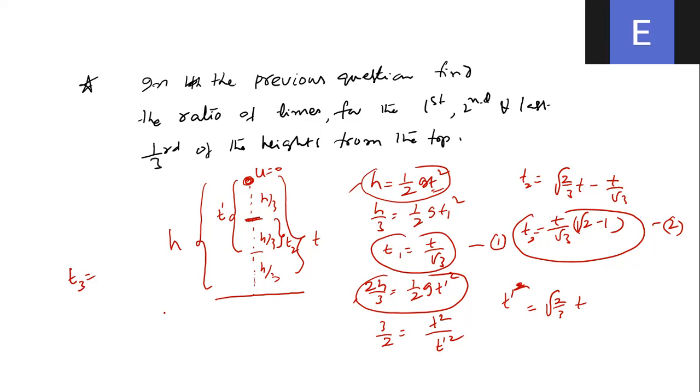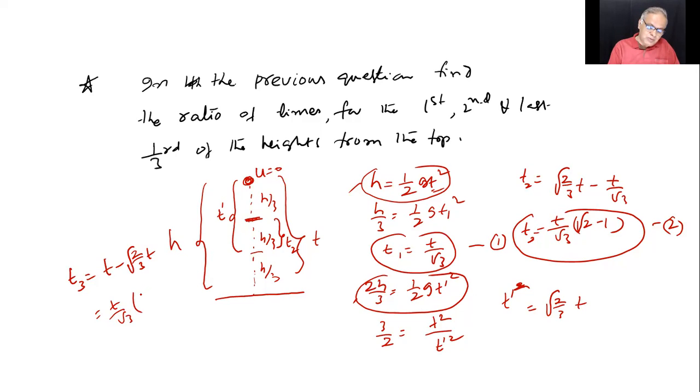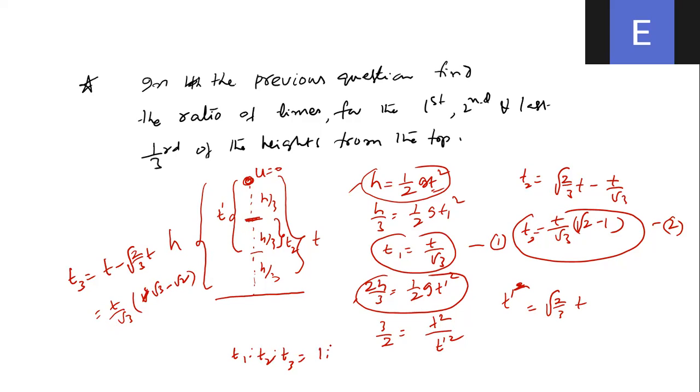T3 will be total t minus t dash. That is t minus root of 2 by 3 t. If I take t by root 3 out, because I want to cancel it later for finding the ratio, what should I write here to get t? Root 3 minus root 2. So t1 is to t2 is to t3 is 1 is to root 2 minus 1 is to root 3 minus root 2.